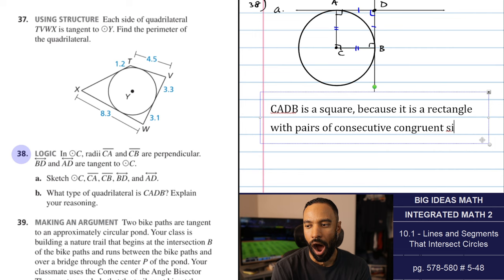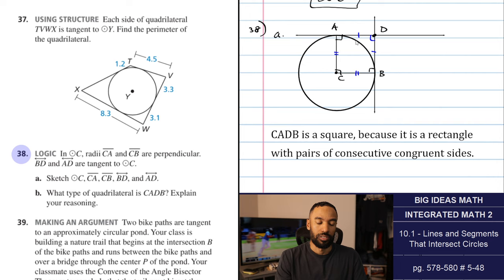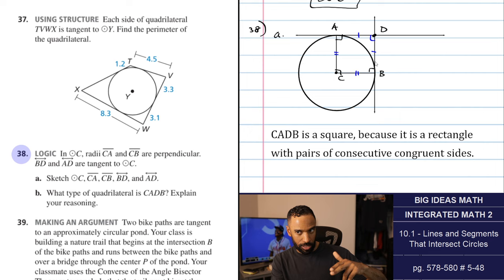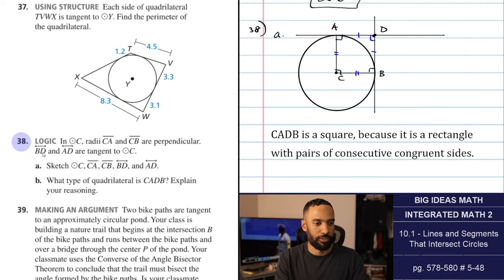Otherwise, I would have said a kite or just a rectangle, something like that. But the right angle is because they told us literally those are perpendicular. Radii are perpendicular to their tangent lines, and D is the shared point on both of those. So that works. Oh, logic, for sure. Number 39, let's make an argument.